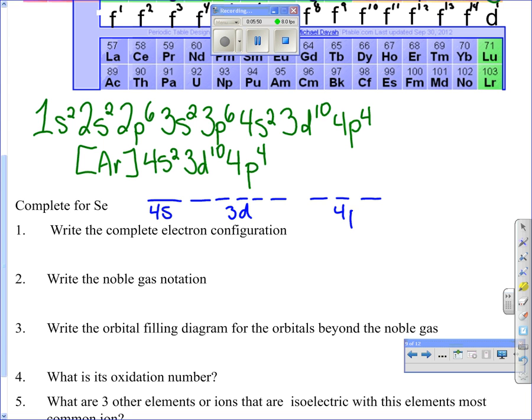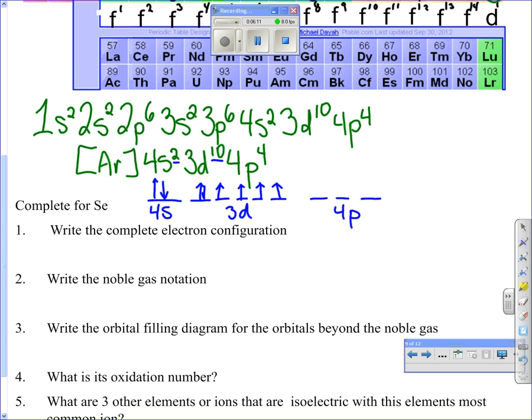I'm going to label those on the bottom, and then all I'm going to do is put the electrons on the lines as arrows. I know that the s has 2, so I'm going to put an up arrow and a down arrow to represent those 2. The d's have 10. I'm going to put them in one at a time based on Hund's rule.